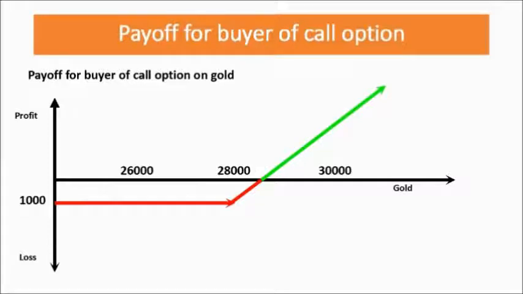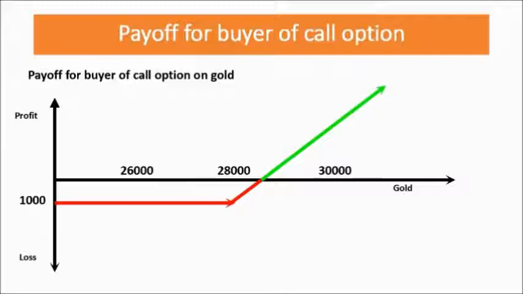Now, as we have seen in our previous video, this particular graph pertains to the buyer of a call option, which is nothing but a person who holds a call option. In this example, I was explaining that a particular person wants to buy gold. So he bought a stock option at a strike price of 28,000, for which he had paid 1,000 rupees of premium. So this graph represents the payoff, meaning the profit and loss, in this particular call option of gold.